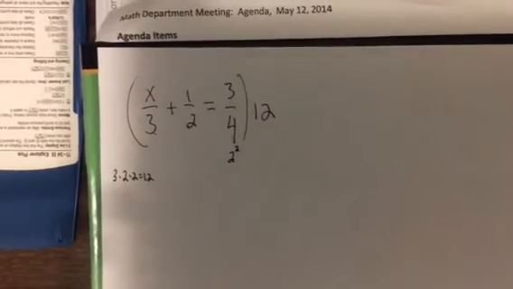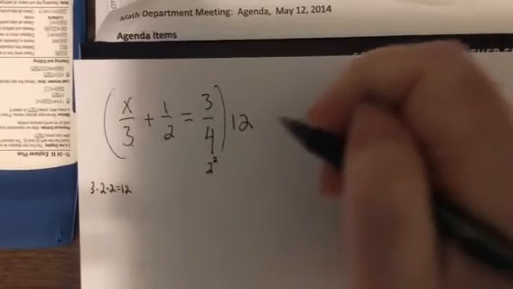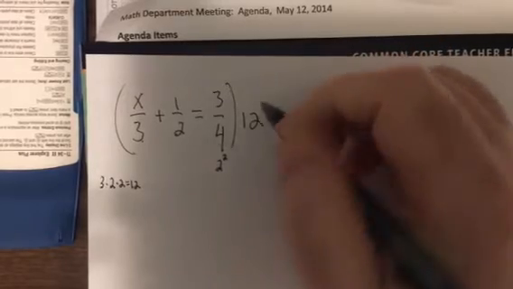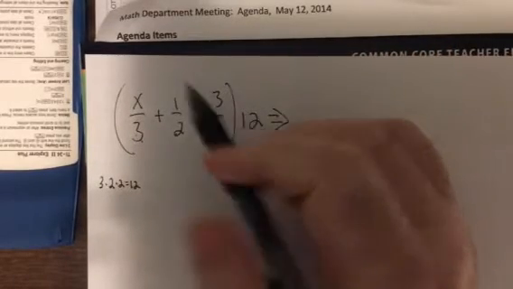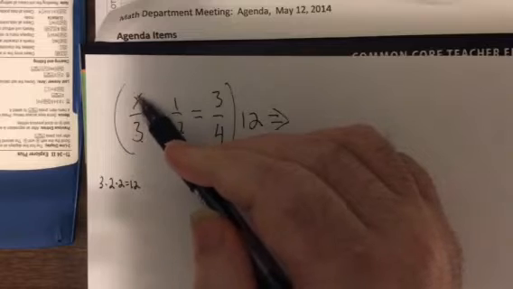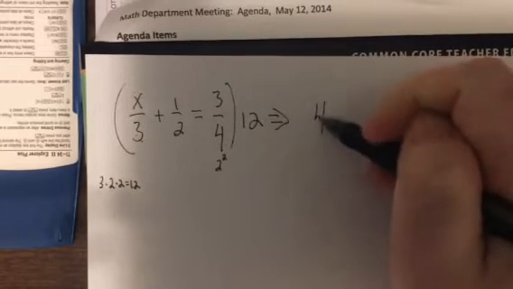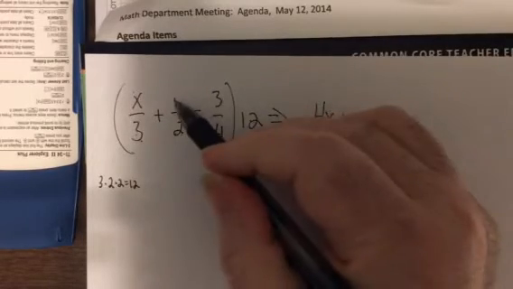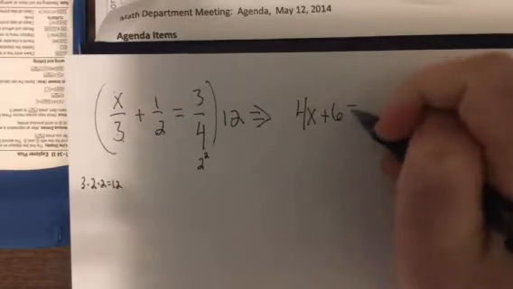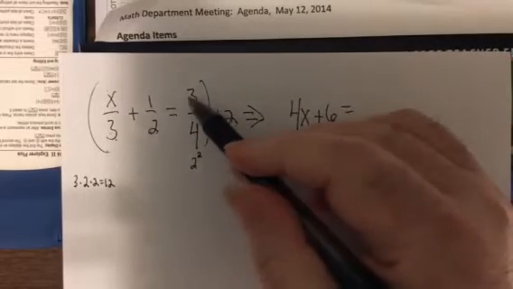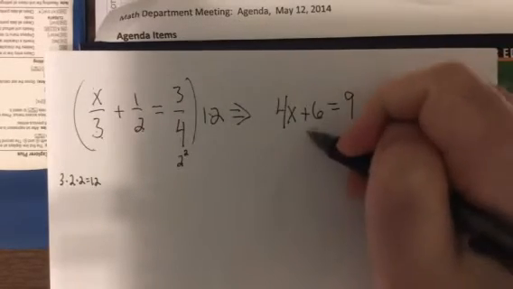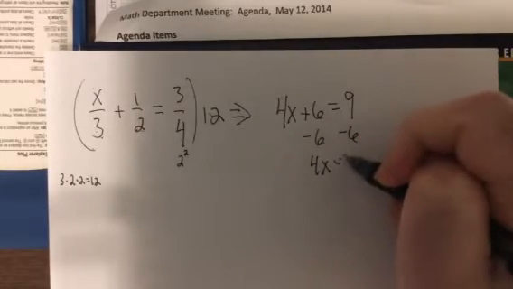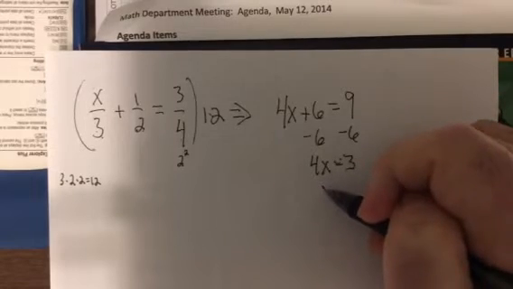Now today we're going to work with numbers on the bottom. Then tomorrow and Friday we'll look at what if you have variables. So 3 goes into 12 4 times, multiply the top by 4, so it'd be 4x. Then 2 goes into 12 6 times, 6 times 1 is 6. 4 goes into 12 3 times, 3 times 3 is 9. Then you subtract the 6 and then divide by 4.